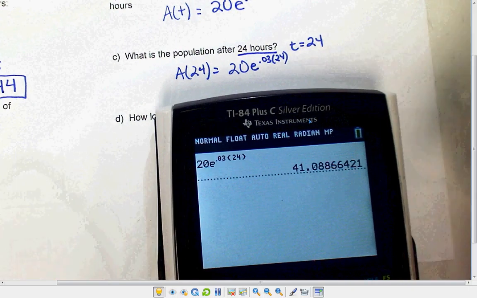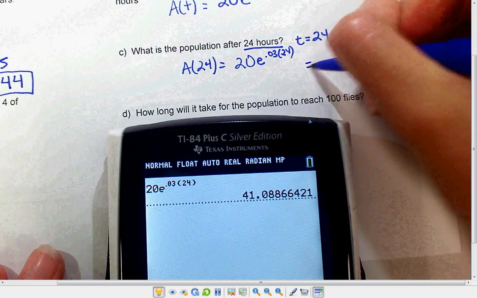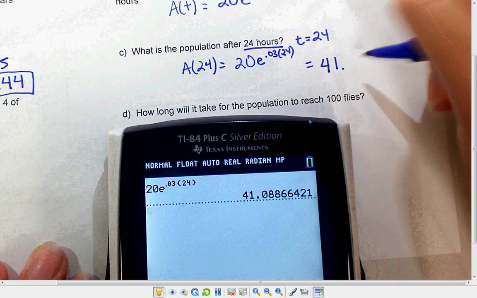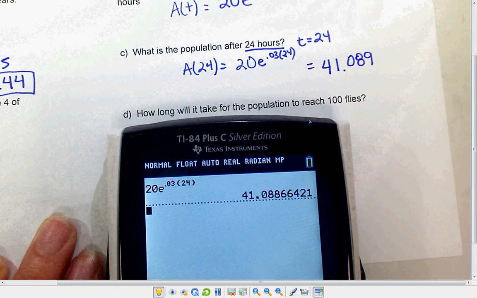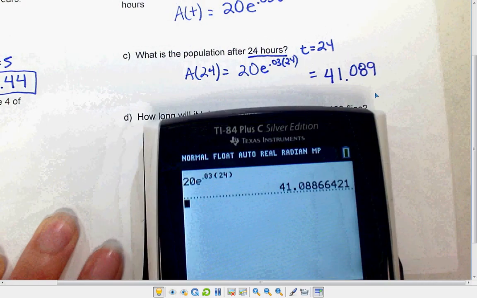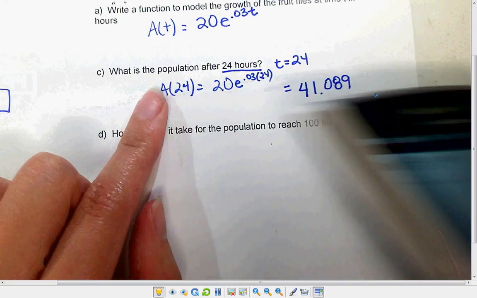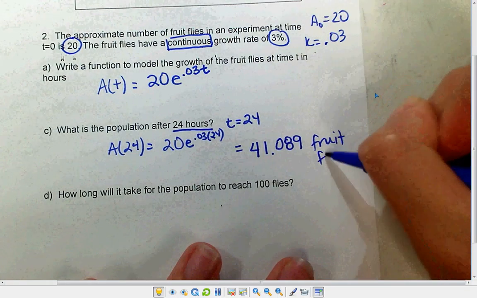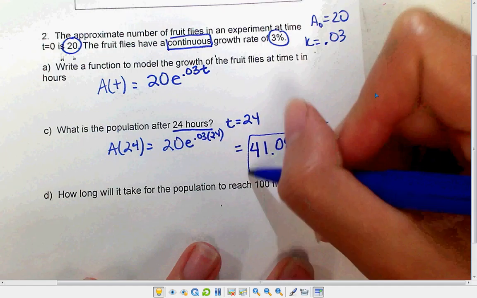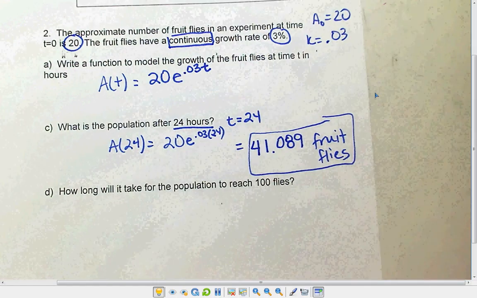Press enter. This leaves us with 41.08, let's round it to 41. And our units here for population, it's a population of fruit flies. So we're going to have about 41 fruit flies after 24 hours.